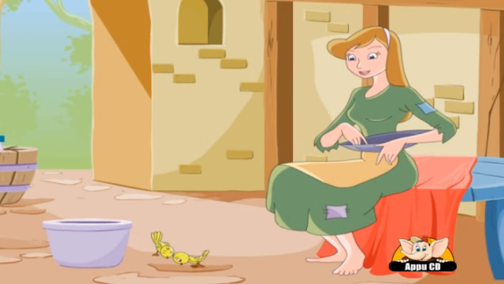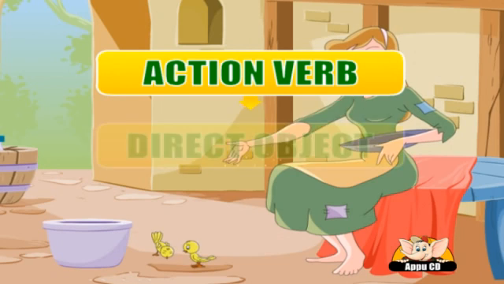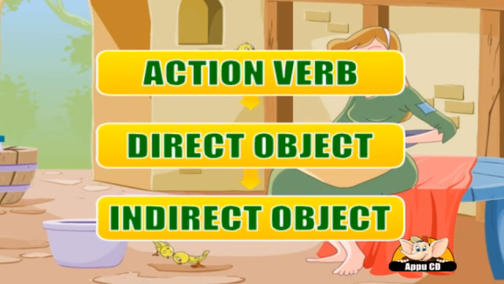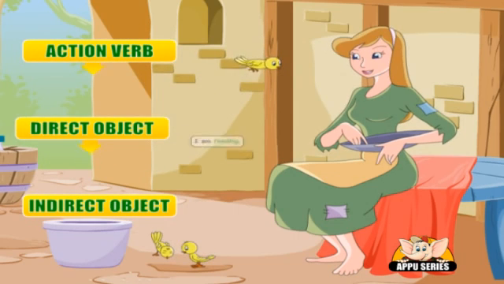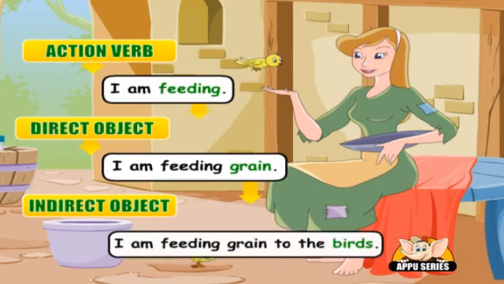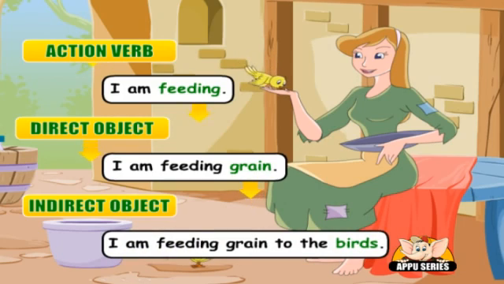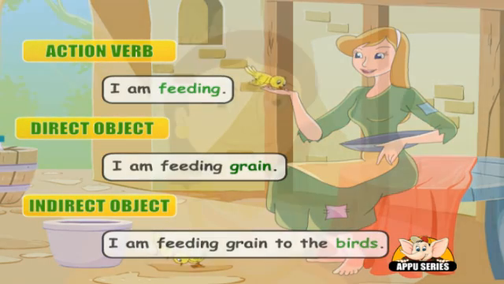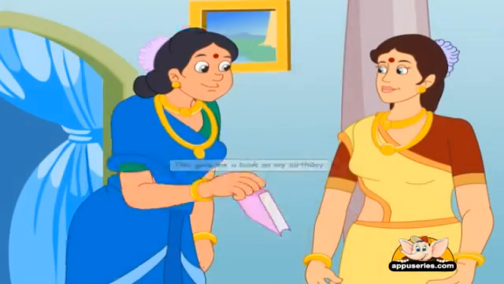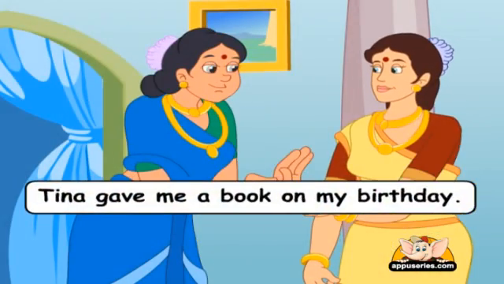We can simply say that the verb flows from the direct object to the indirect object. I am feeding. I am feeding grain. I am feeding grain to the birds. Shall we look at another sentence? Tina gave me a book on my birthday.